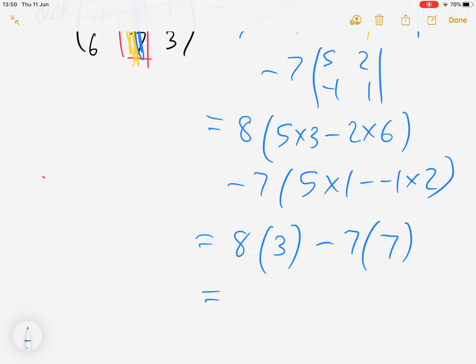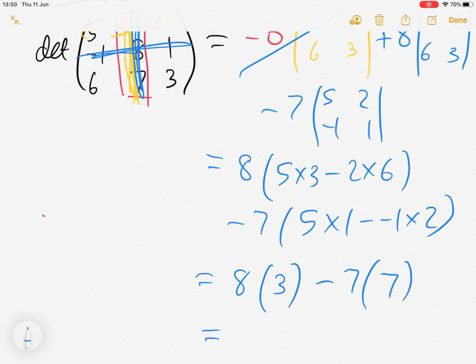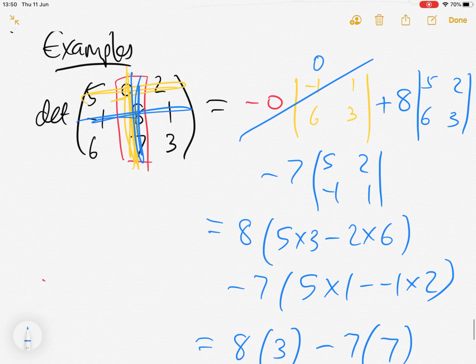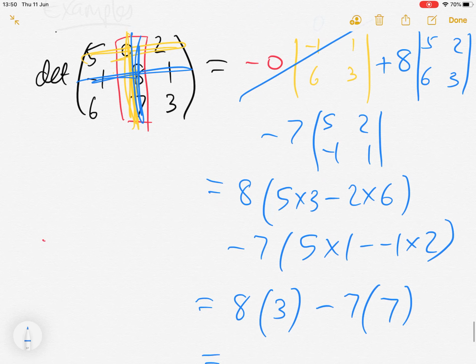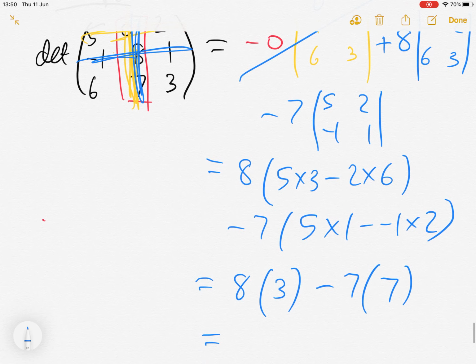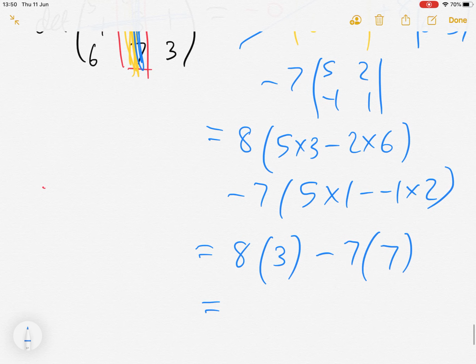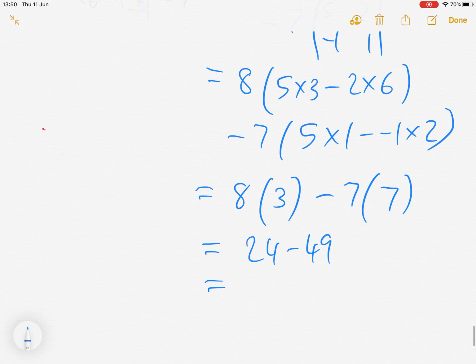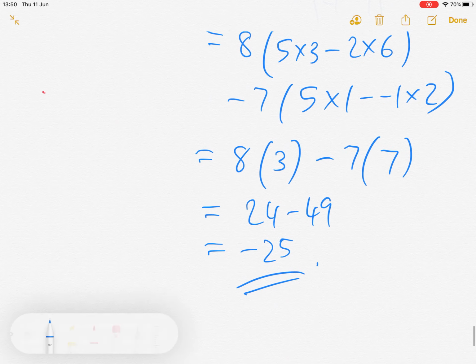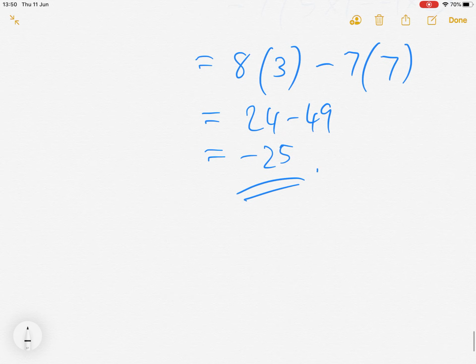So we have 24 minus 49, yeah. We got that right. So we can see if we subtract 24 minus 49 is minus 25, which is the determinant. And we'll just do another example.